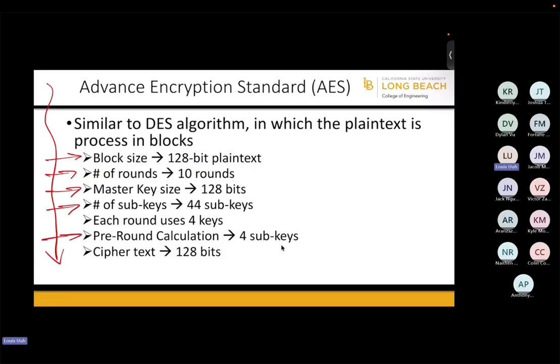Remember that it has pre-calculation keys. Remember that each round uses 4 keys, and then you have ciphertext of 128 bits.